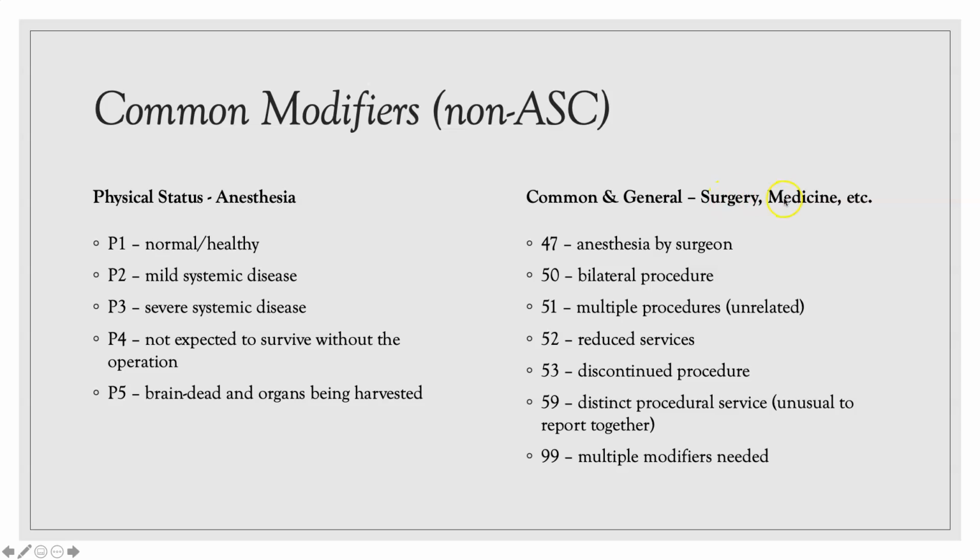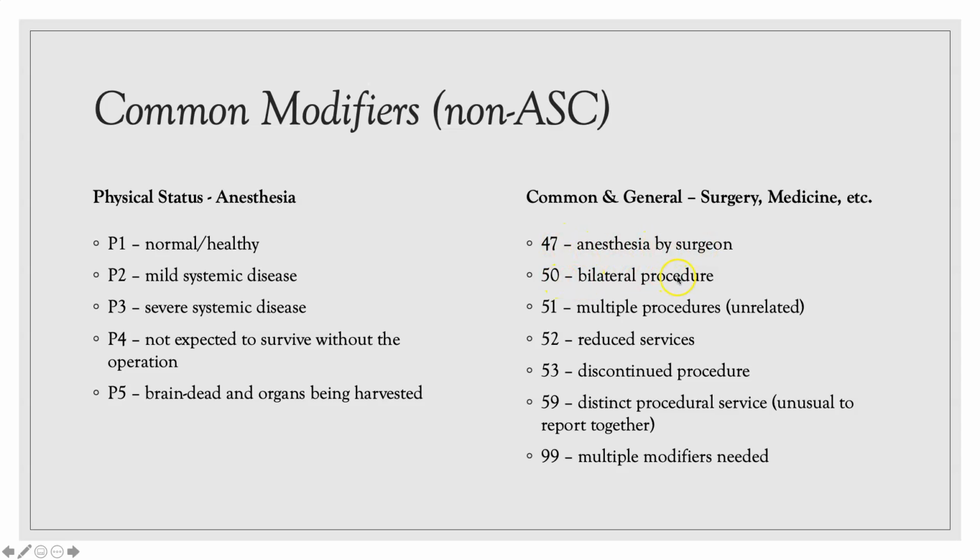Some common and general modifiers that are used in surgery and medicine are, for instance, the anesthesia was by the surgeon. You'll see this a lot with colonoscopies, sigmoidoscopies. A lot of times the gastroenterologist who's performing the procedure will do the anesthesia themselves because they're using Versed, they're not doing general anesthetic, that type of thing. So you may see a modifier 47 put on when an anesthesia is being done by the surgeon.